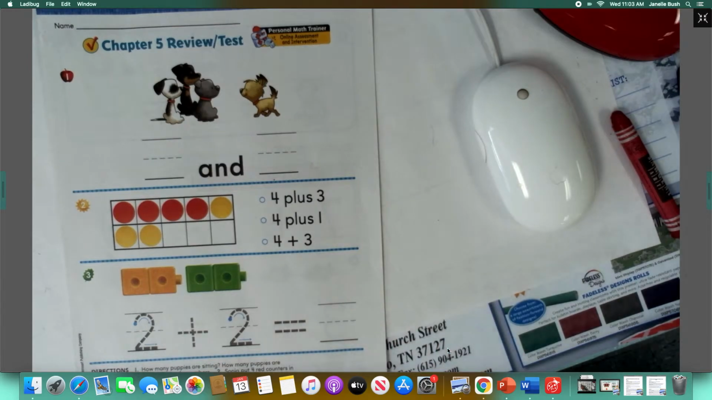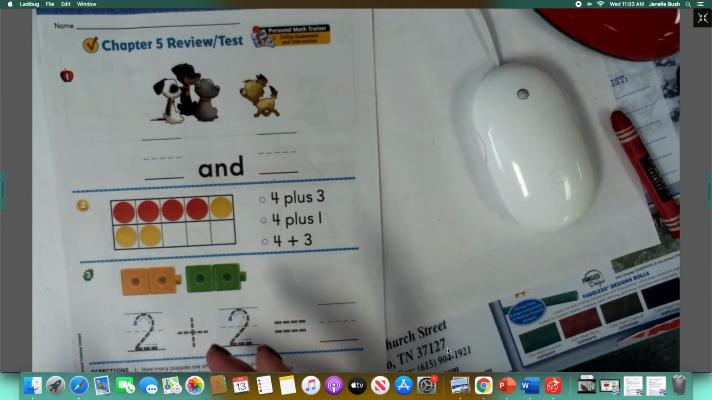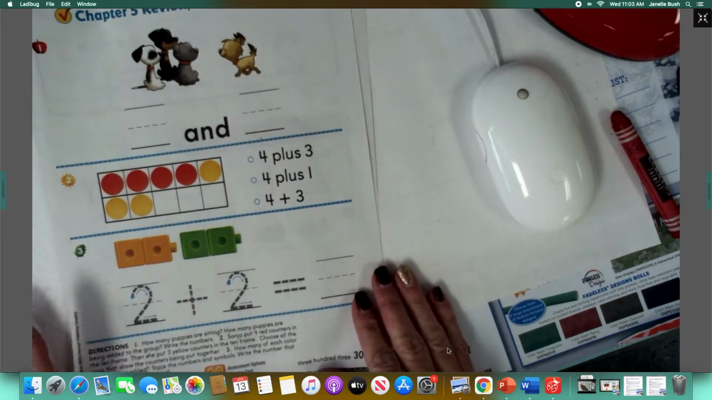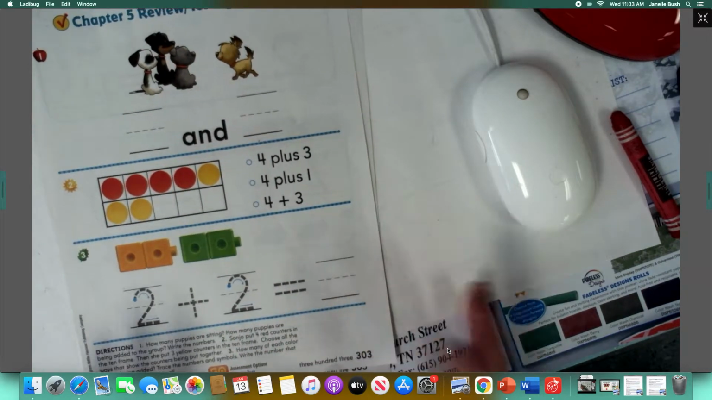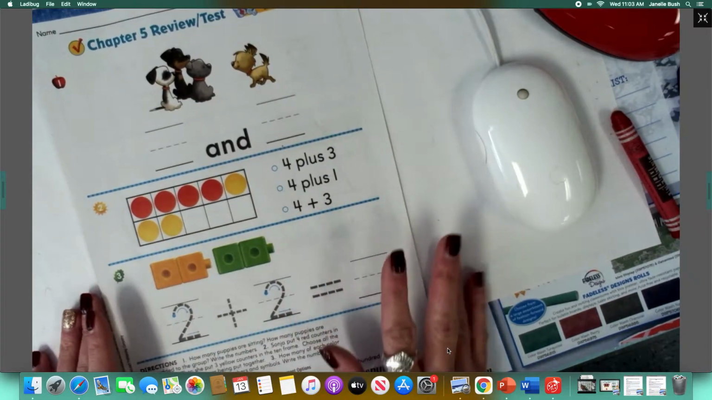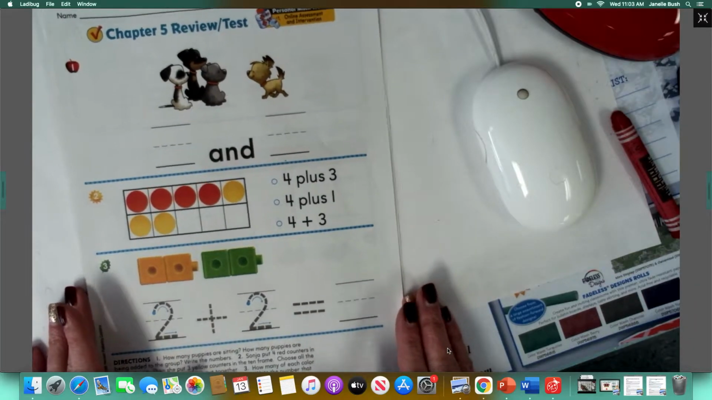Virtual packet. And today we have our Chapter 5 review test. So we're just going to use this as a review. And when we come back to school, I want to review addition for a couple of days, and then I will give this test for real. So this is going to be like a practice shot at this test since you've been at home. Of course the directions are down at the bottom, but I thought it might be better if Miss Janelle walked you through this and used this kind of like a review/study guide.